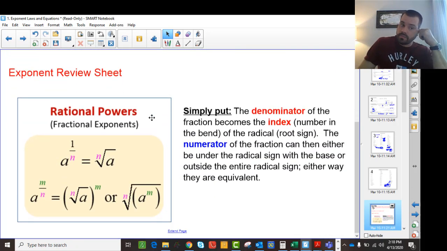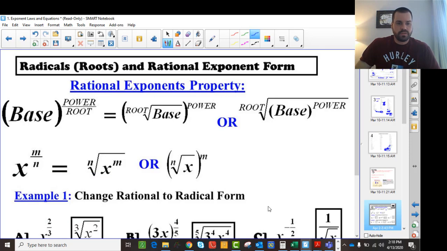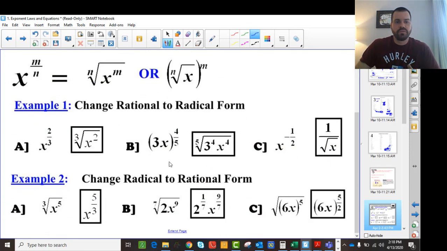Basically, if you have a fraction, that's what a rational is, then the denominator of the fraction becomes the index of a radical, okay? And the numerator becomes a power on the base inside the radical. So the denominator becomes the index of the radical, and the numerator you can write on the outside of the whole thing, or you can write it inside with the base. They're the same thing.